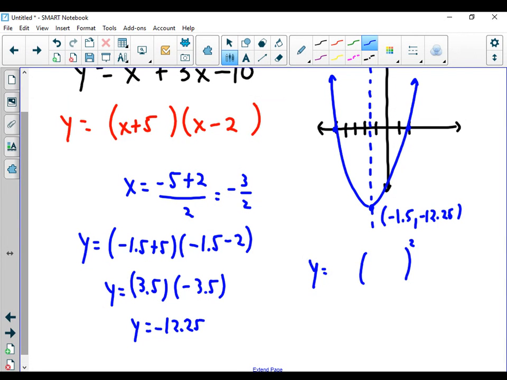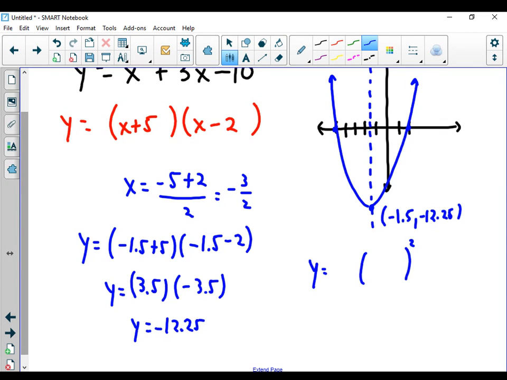So if I use the two x-intercepts of -5 and +2, you should have found the vertex is at -1.5, -12.25. Unless I made a mistake, you might disagree with me. I make mistakes sometimes.